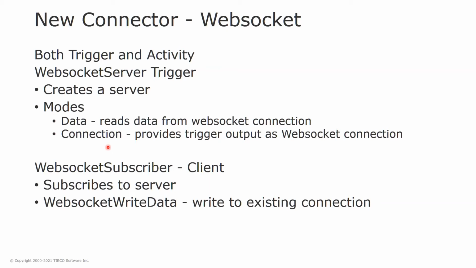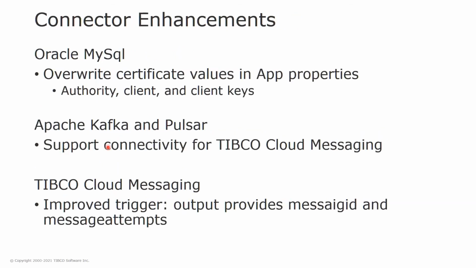So you have a two-part process: you open that connection and you write data to the connection. Pretty straightforward. Some other connector enhancements in Oracle MySQL: you can override the certificate values in the app properties. So the authority certificate and client keys can be overwritten.